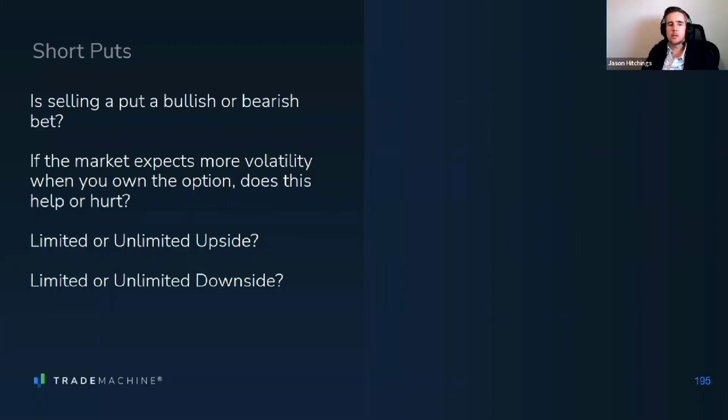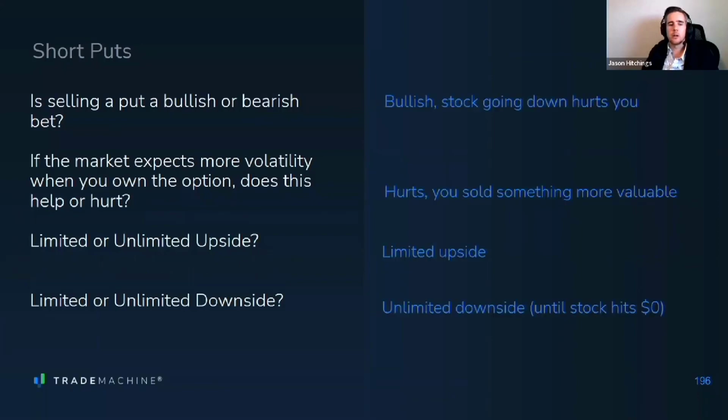Shorting a put is actually bullish, because if the stock goes to zero, you're going to have to buy the stock at more than zero. When you're short an option, volatility makes the option more expensive, so you don't want that. You have limited upside and you have unlimited downside when you're short an option.